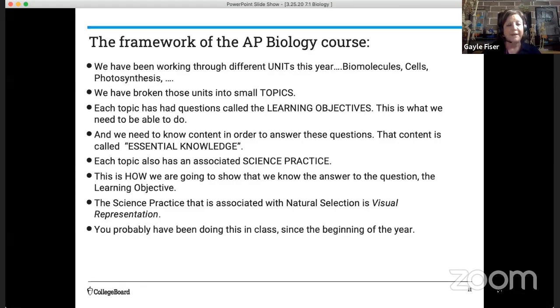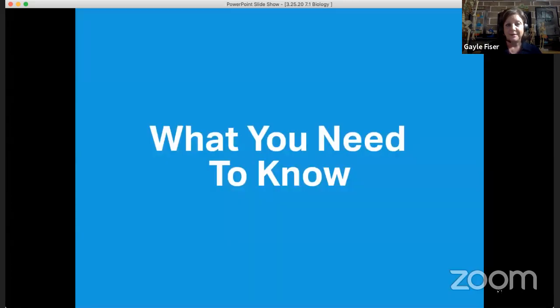And then each topic also has an associated science practice. This is how we're going to show that we know the answer to the question, which is the learning objective. The science practice that is associated with natural selection is visual representation. You've probably been doing this in class since the beginning of the year. Okay, so Ms. Kate is now going to talk to you about what you need to know, the essential knowledge.